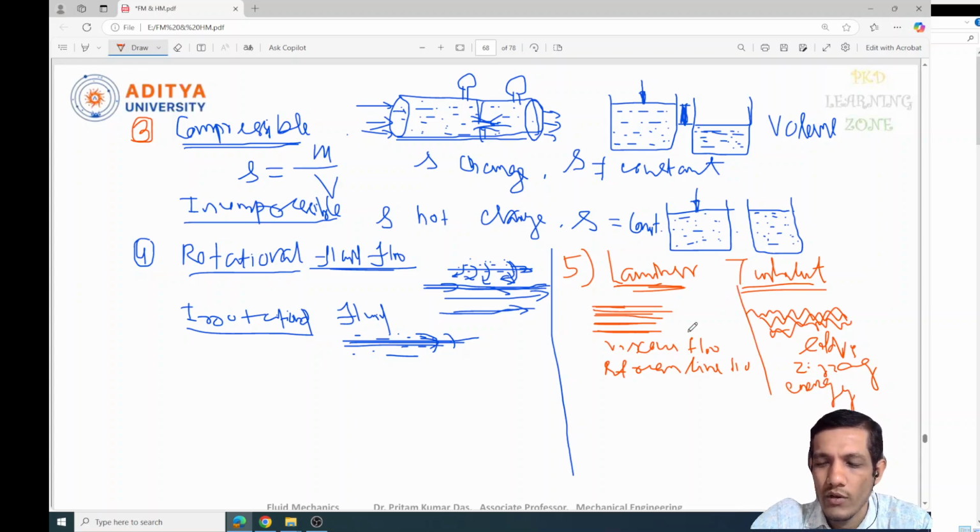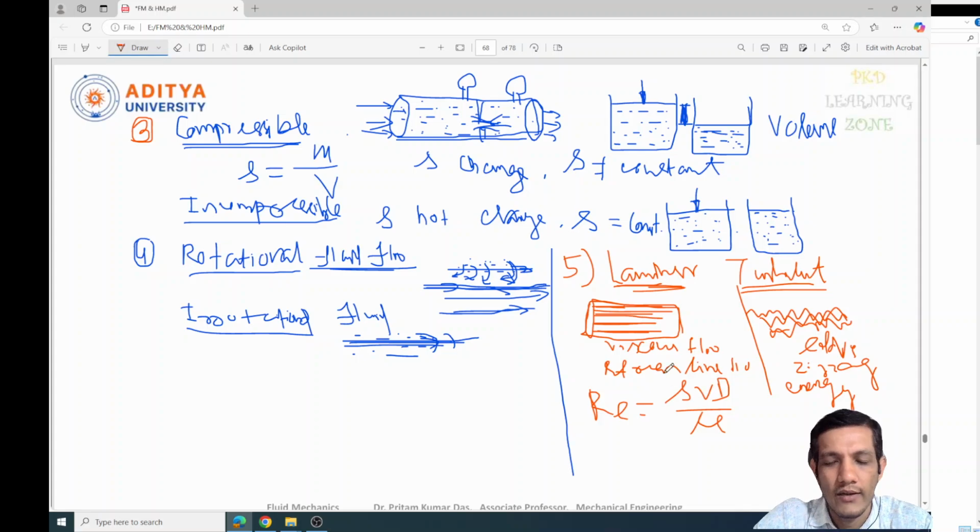Now how do we identify which is laminar flow and which is turbulent flow? For that also, a formula is there. Long back, a scientist called Reynolds gave a formula in his name: Re = rho V D / mu. Based on this, we can identify whether the flow is laminar or turbulent. This is only applicable for pipe flow.